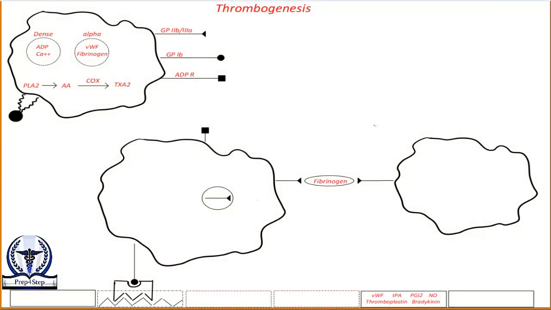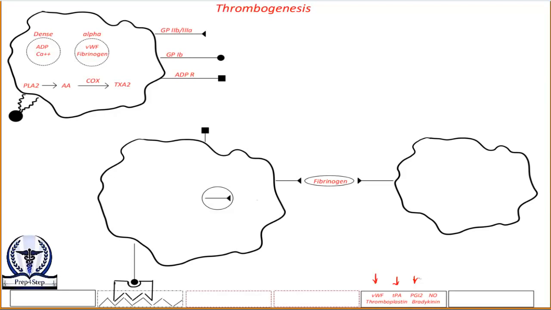There are also several endothelial factors that help with the process, or sometimes work against the process of thrombogenesis. One of those is von Willebrand factor, which is released from endothelial cells. It allows the platelets to bind to the subendothelial collagen. tPA, or tissue plasminogen activator, is just a serine protease, and it converts plasminogen to plasmin, allowing for the breakdown of the clot to take place. Prostaglandin I2 is basically a vasodilator.